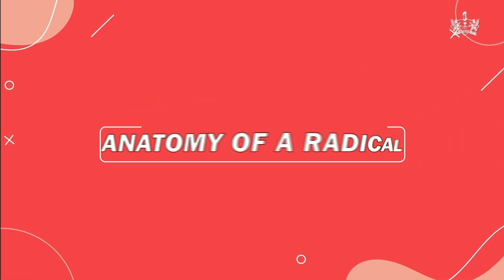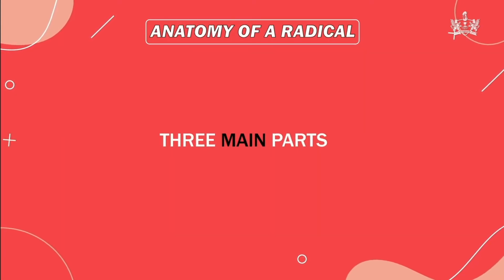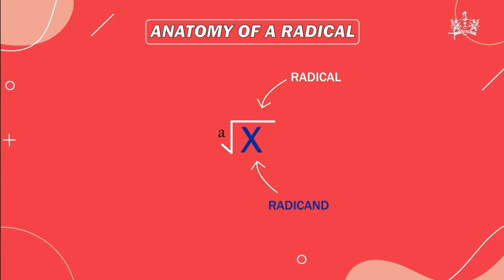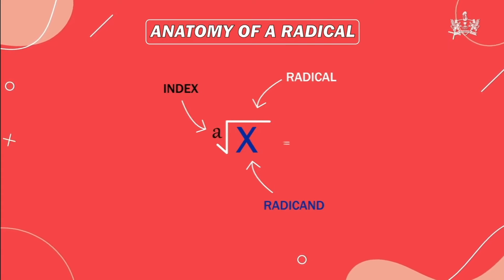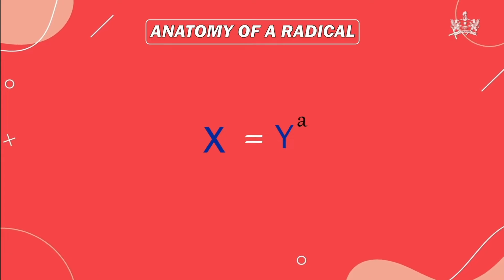First up, we have the anatomy of a radical, which is made up of three main parts. To start, we have the radical itself, then we have the radicand, and finally, the index. Of course, the radical tells us what operation we are about to do. The radicand is the number x that we spoke about earlier. This is the number in question. And the index tells us how many times a number y needs to multiply by itself to get x.